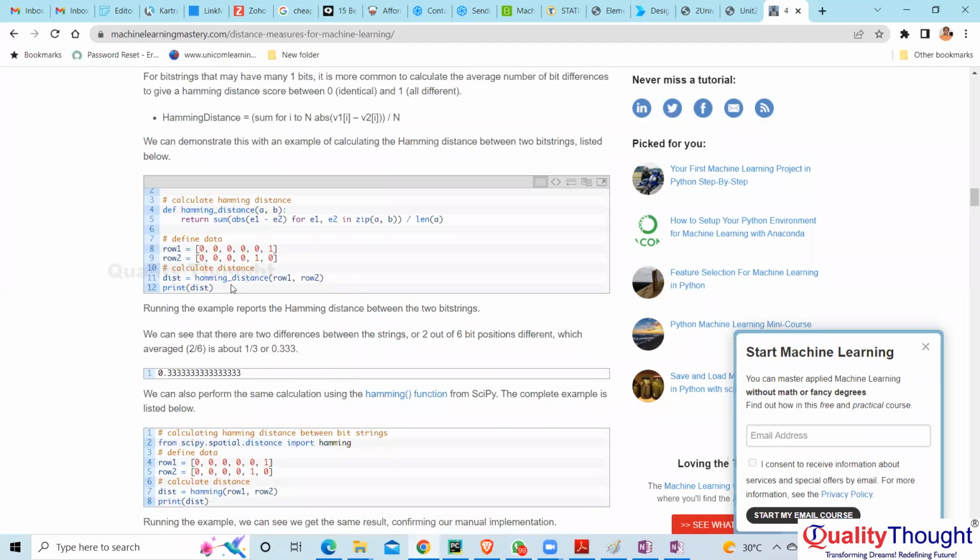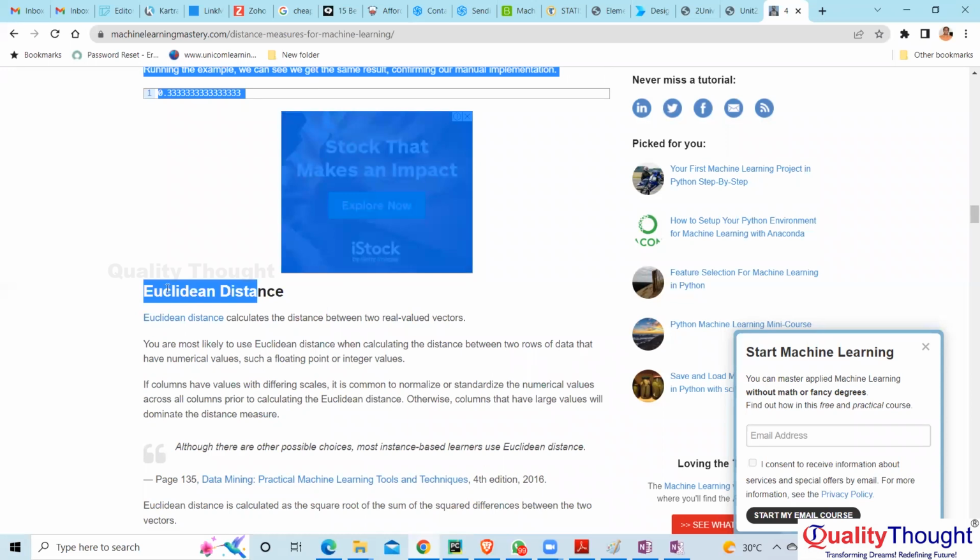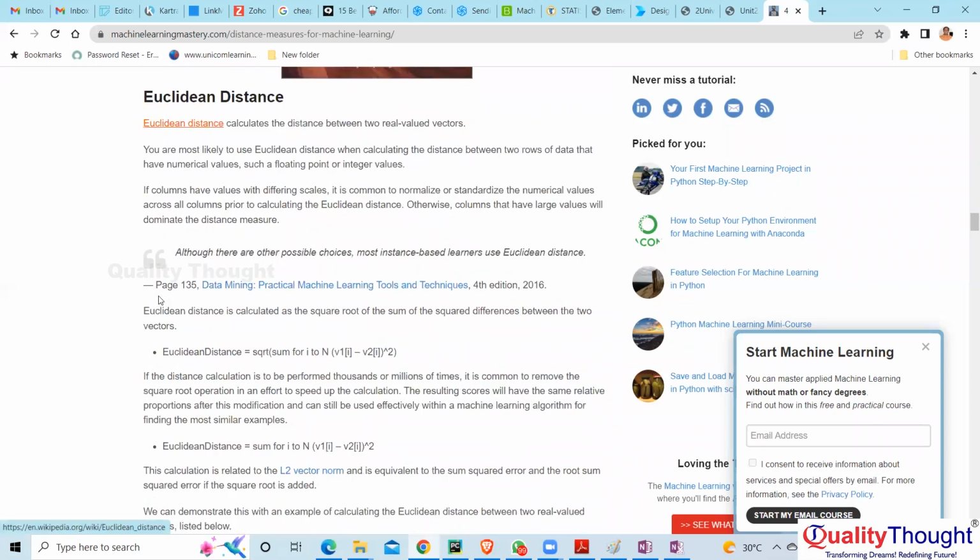So this is one way. But the one that we prefer is called Euclidean distance, and this is what you would have done in your intermediate also. We find the square root of the sum of the squares of the differences. So if you have 5,3 and 4,3, you will say 5 minus 4 whole square plus 3 minus 3 whole square, and then you do the square root.